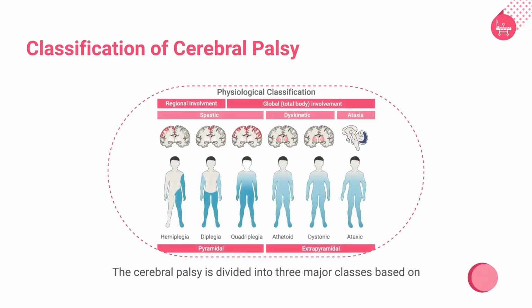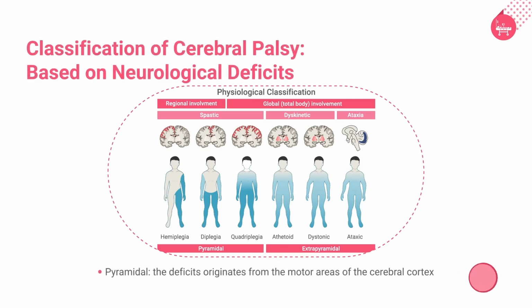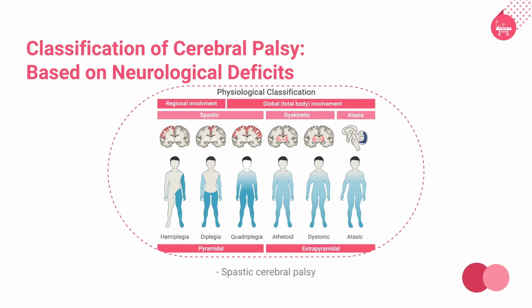Now, let us look at the classification of cerebral palsy. It is divided into 3 major classes based on the type and extent of damage as neurological deficits, and based on the types of movements involved. Let us first understand the neurological deficits involved in the disease process of cerebral palsy. Based on the extent and area of damage, the neurological deficits are further categorized as pyramidal, that is, the damage originates from the motor areas of the cerebral cortex, as in the case of spastic cerebral palsy.